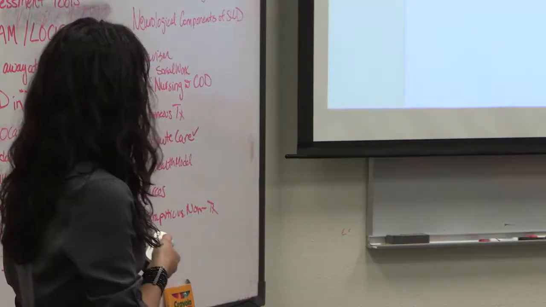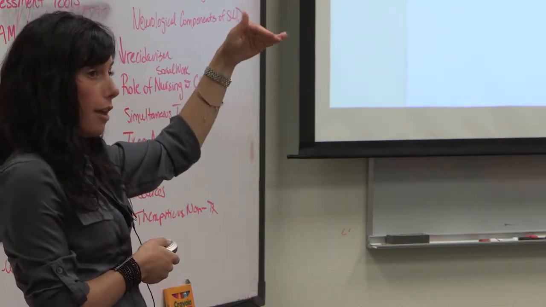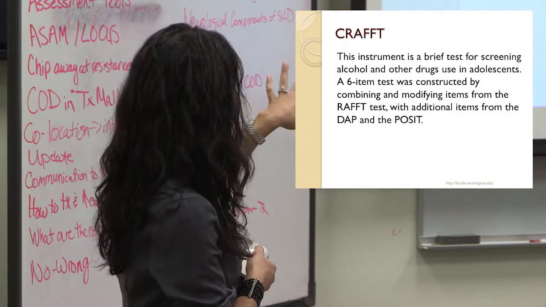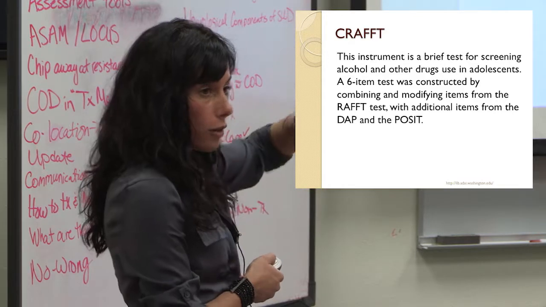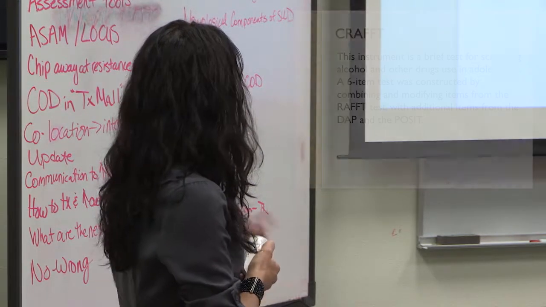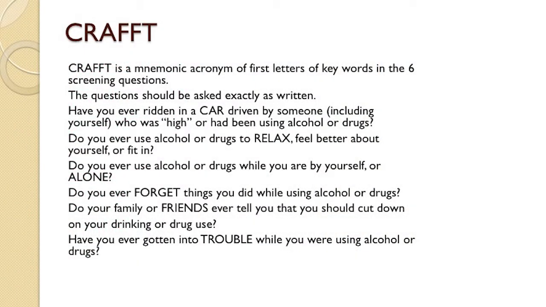And then the CRAFFT, again, we talked about the first 3 questions for adolescents, and it's normed up to age 21. There are additional questions that you ask based on a positive screen for those 3 first questions. And those questions are, have you ever ridden in a car with someone, including yourself, who is high or had been using drugs or alcohol? So we're really looking at some risk factors here.